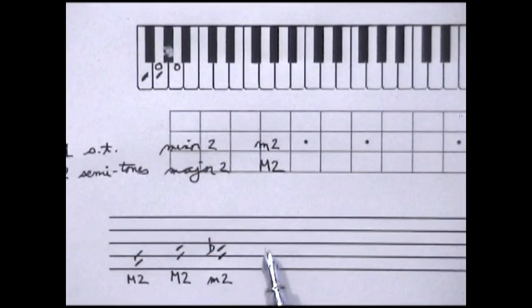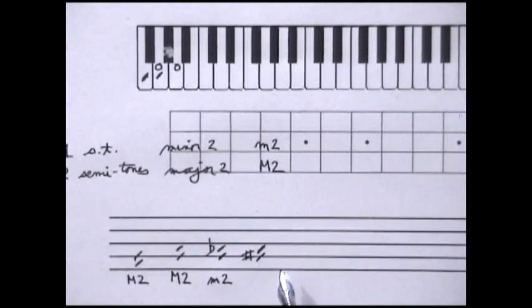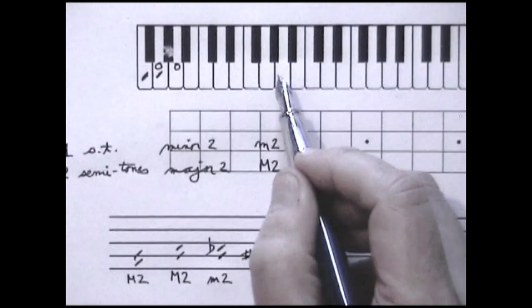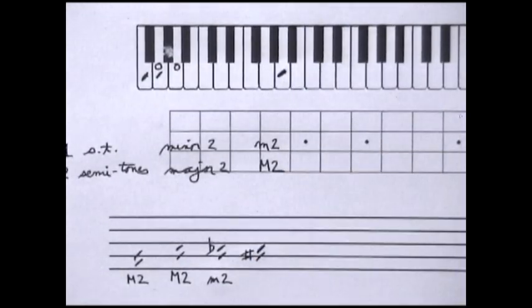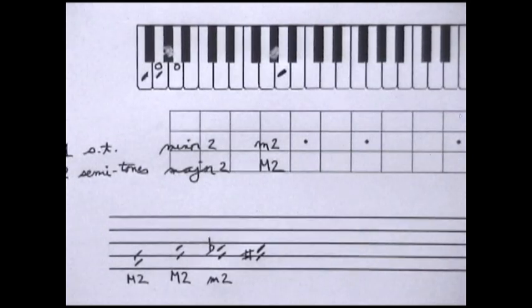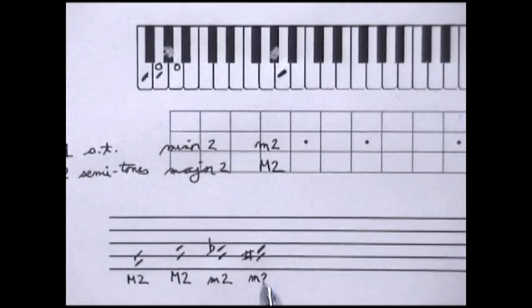I could have also left the A alone and sharped the G. So let me redo that over here. Here's A, and then G sharp is right here. An interval of 1 semitone, hence a minor second.